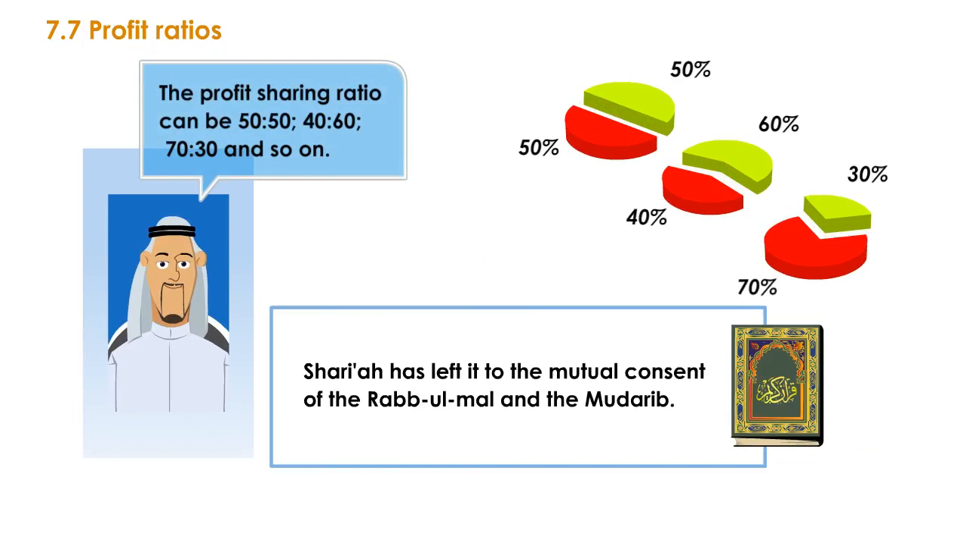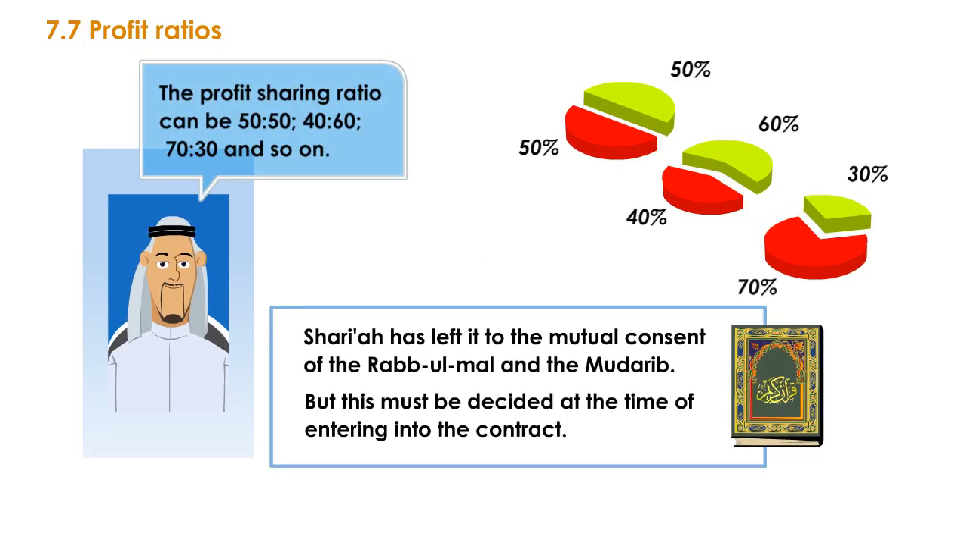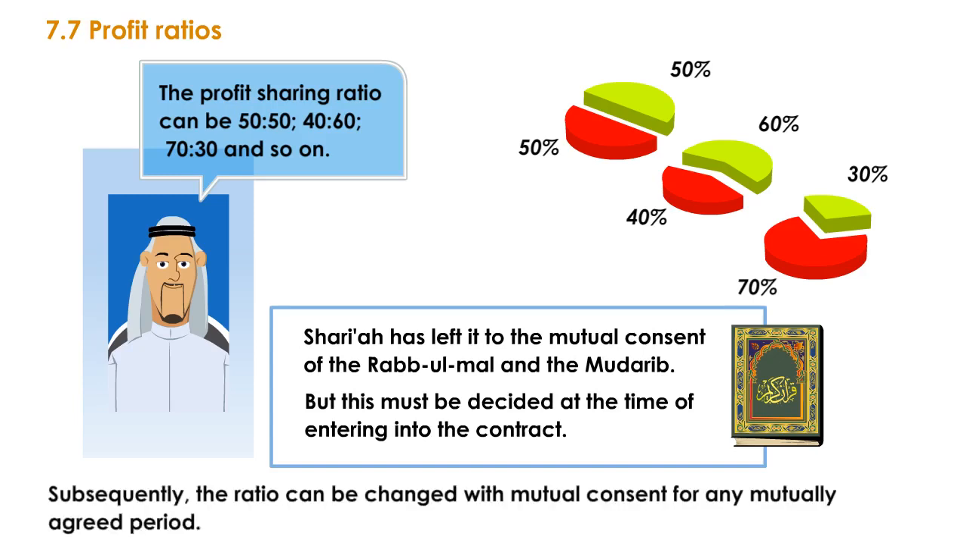Sharia has left it to the mutual consent of the Rabul Mal and the Mudarib. But this must be decided at the time of entering into the contract. Subsequently, the ratio can be changed with the mutual consent for any mutually agreed period.